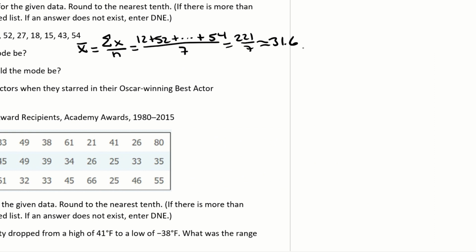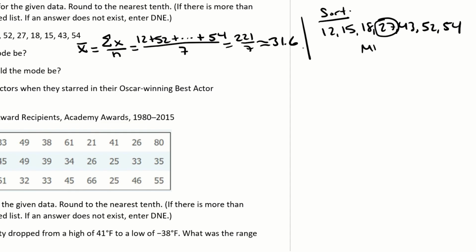Okay, so now we're going to go ahead and sort the data. If I sort it, I get 12, 15, 18, 27, 43, 52, and 54. There are 7 numbers, which means that the fourth number has got to be the median. Okay, so that's the median. So we got the mean, we got the median, and then the mode. If you look at the data, there are no repeats, so no mode.